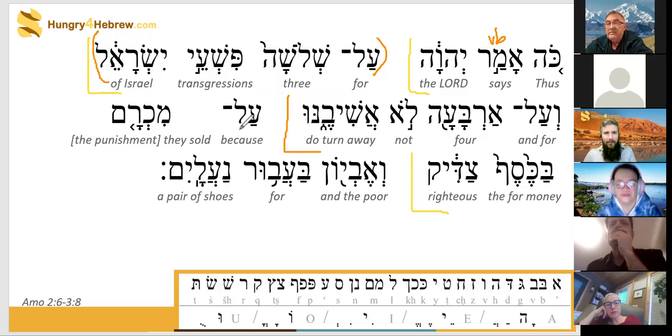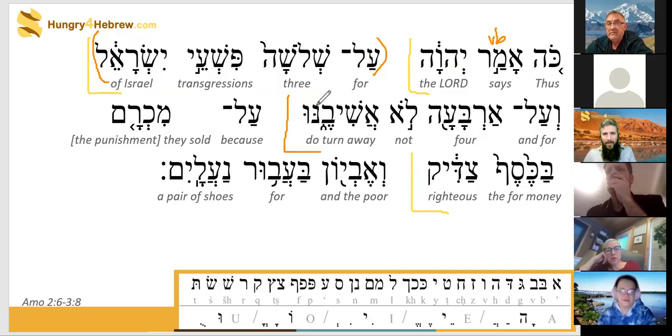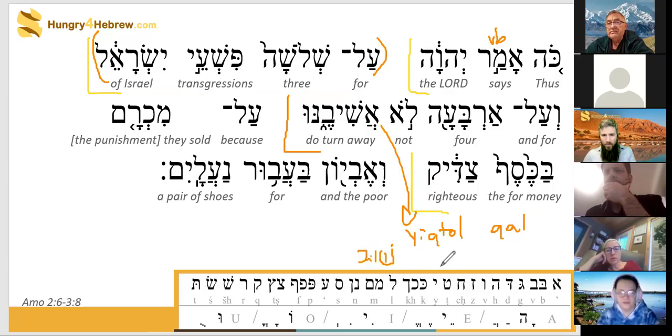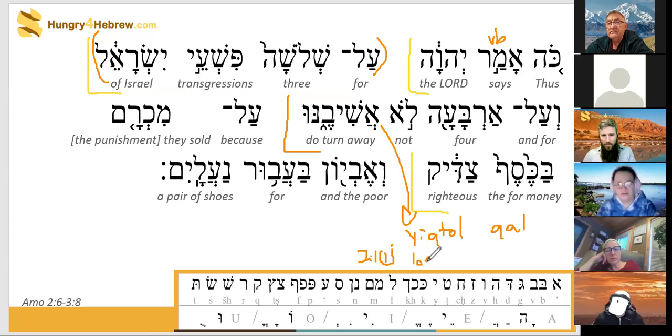Ashiv is a yiktol, kal binyan. Shuv is the root. It is first person common singular because of the aleph. It is pausal, so you're going to have some change.